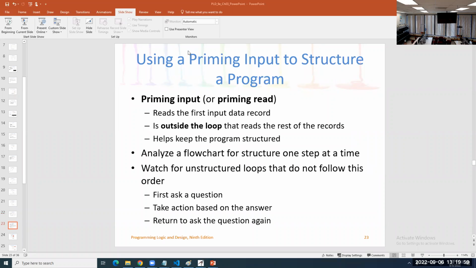Okay, now we come back to using a priming input to structure a program. We learn a lot, right? We learned about the housekeeping here. You can think about the housekeeping. The priming input is that you read the first input data record. Remember when you worked with the debugging exercise here, if you want to get the mortgage payment for many employees, right? So get the name of the first employee, only the name of the first employee, and read the first input data record outside the loop, right?